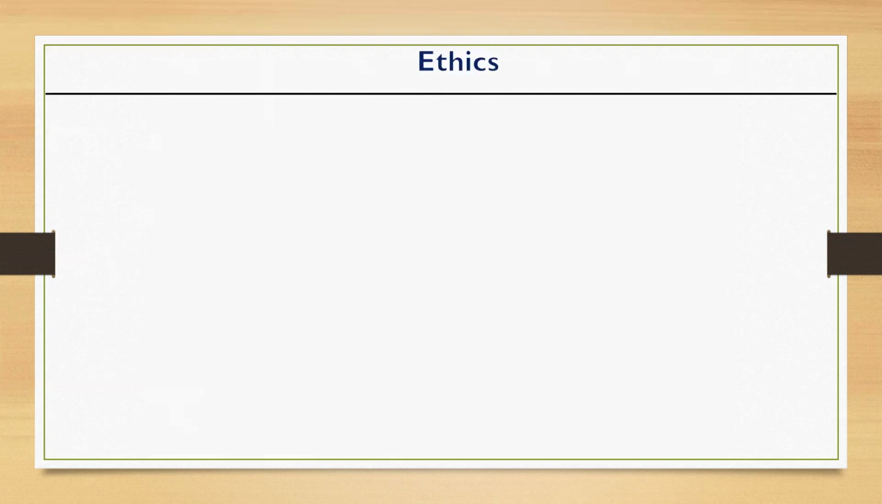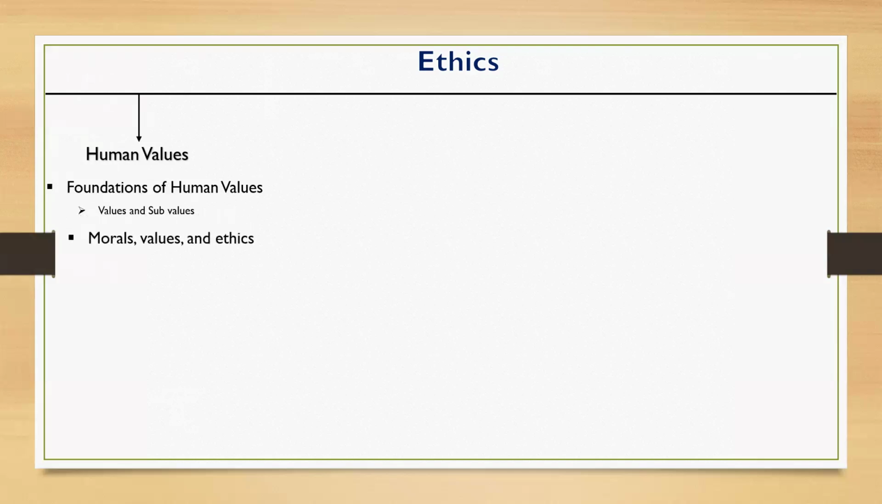Some of the core principles of ethics, folks: the first one is human beings. Remember that in the human being we have some foundations like values and sub values, right? So some of these could be love, hate, etc. We also have moral values and ethics. So my question is, when we refer to morals, values, and ethics, are we talking about the same thing?